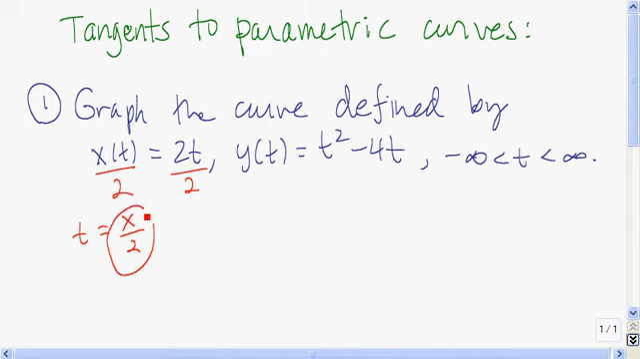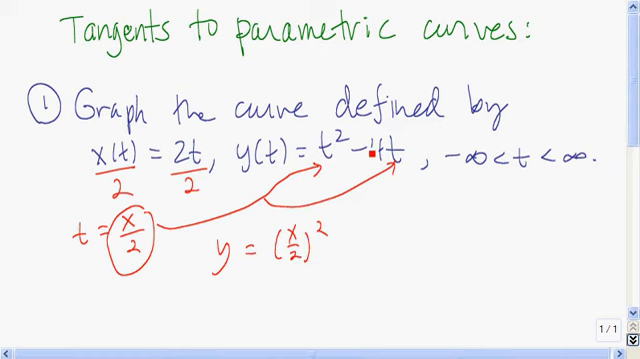Then I'm going to take this value of t and plug it into both t's in the equation for y of t. So y of t, once I plug in x divided by 2, it's going to become a function of x instead of a function of t. Okay, so we have y is equal to x over 2 squared minus 4 times t, which is x over 2.